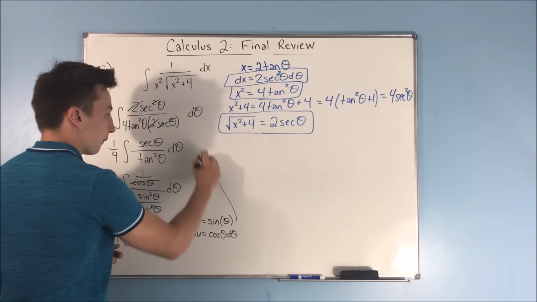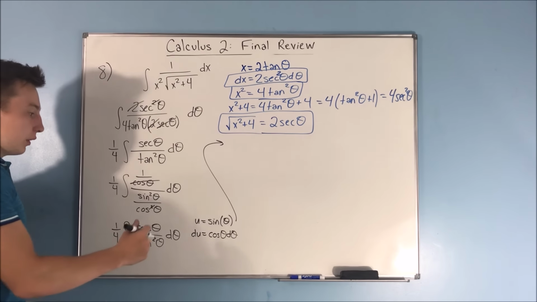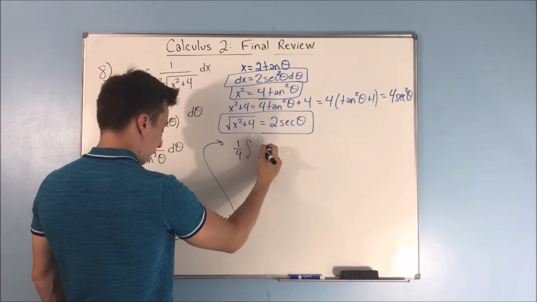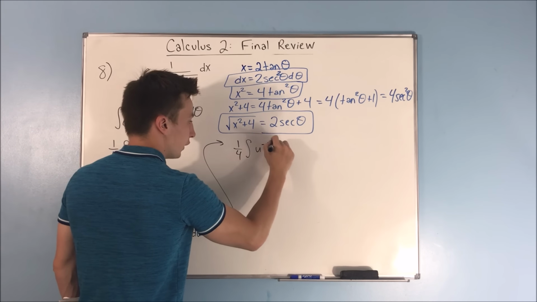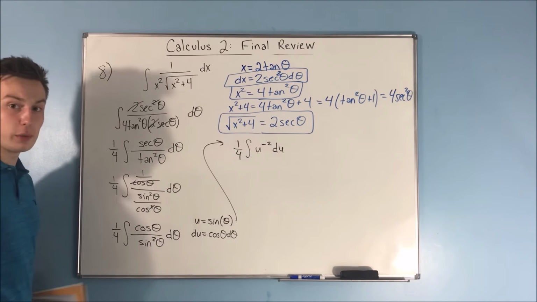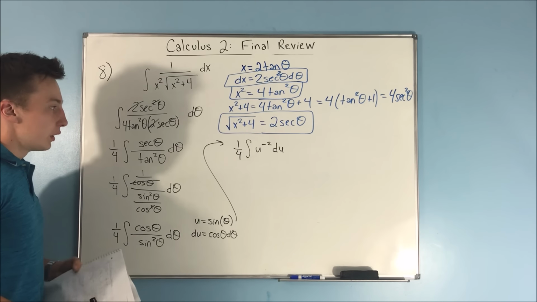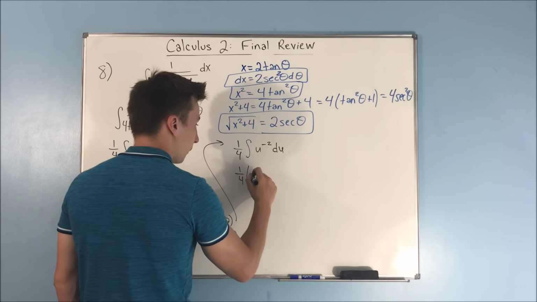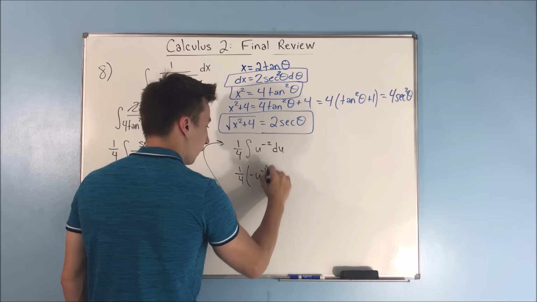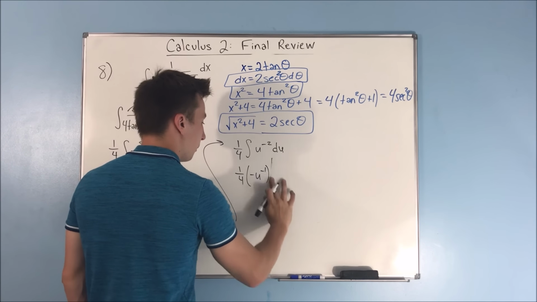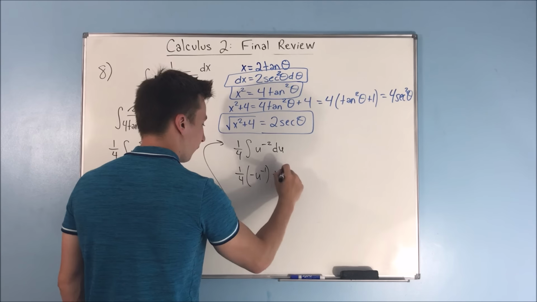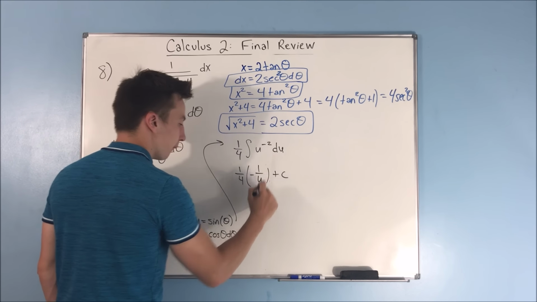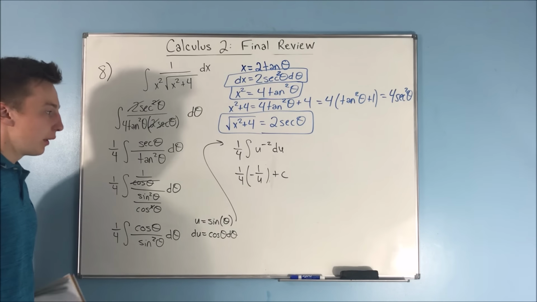Okay, and moving on up, you are going to get 1/4 the integral of u to the -2 du, or 1 over u squared. Integrating that, you are going to get 1/4 times -u to the -1, plus c here. But we can write this as -1 over u.